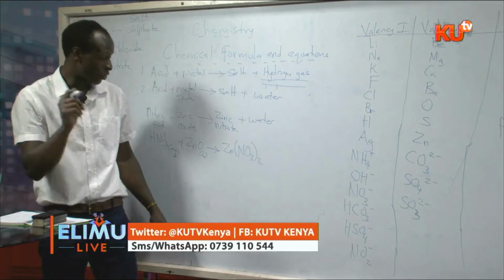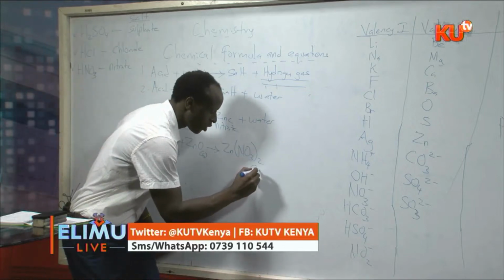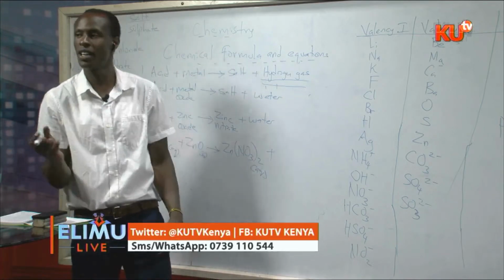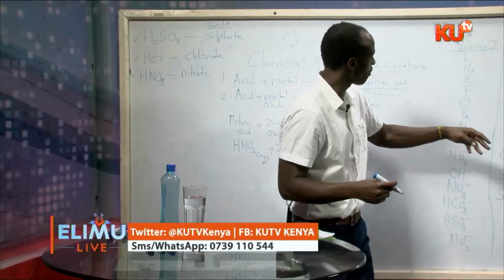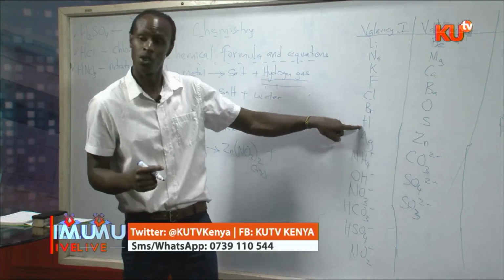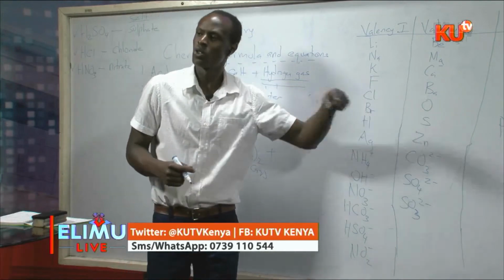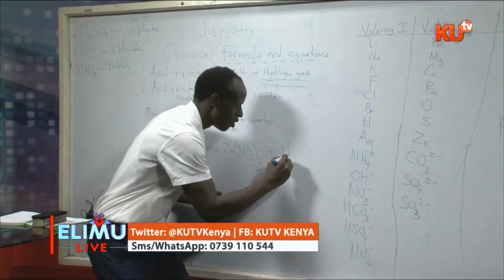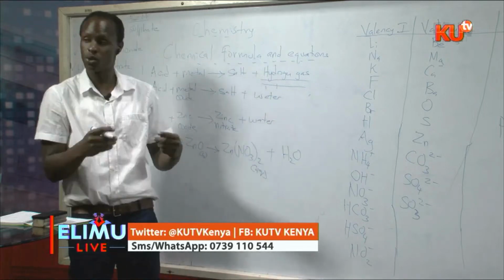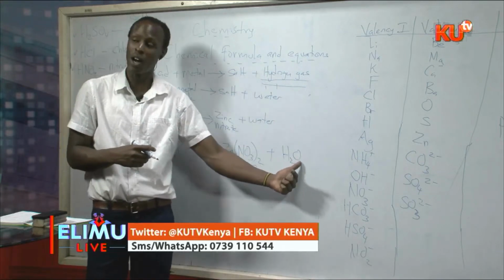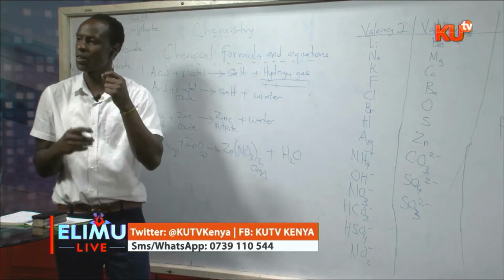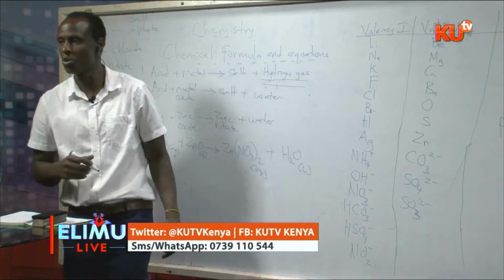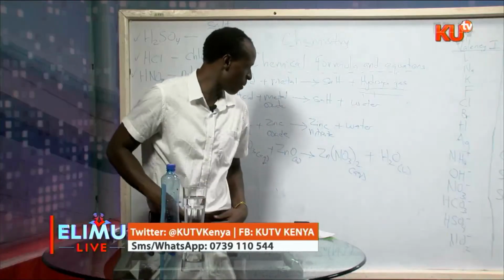It's a salt, a soluble salt, so it's aqueous. Plus water. Water is hydrogen and oxygen. What's the valency of hydrogen? 1. What's the valency of oxygen? 2. When you interchange the valency, the 2 comes to hydrogen, so you get H2O. The 2 for oxygen comes here, but if it's a 1, there's no need of writing 1. Water we know is a liquid, so we put L. So that's the chemical equation.